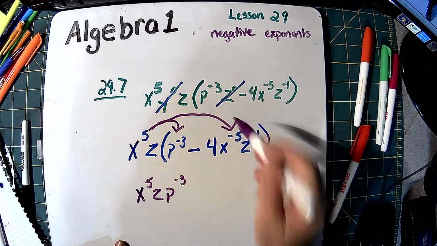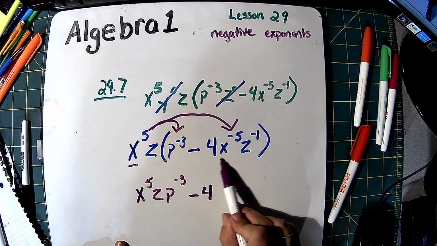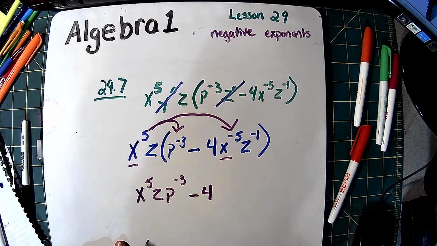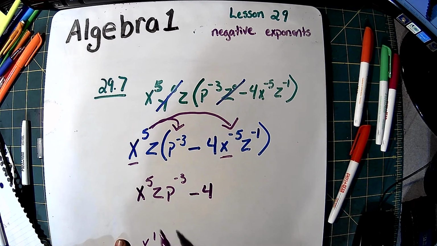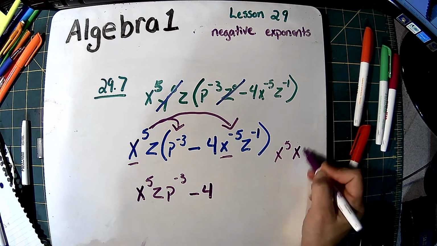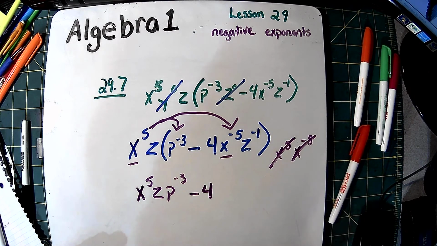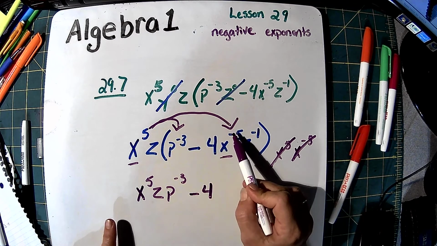When I come over here, I've got my negative 4, then x to the 5th minus x to the 5th. So I got x to the positive 5th and x to the negative 5th. So these two are going to cancel each other out. So I don't have any x's when I multiply right here.